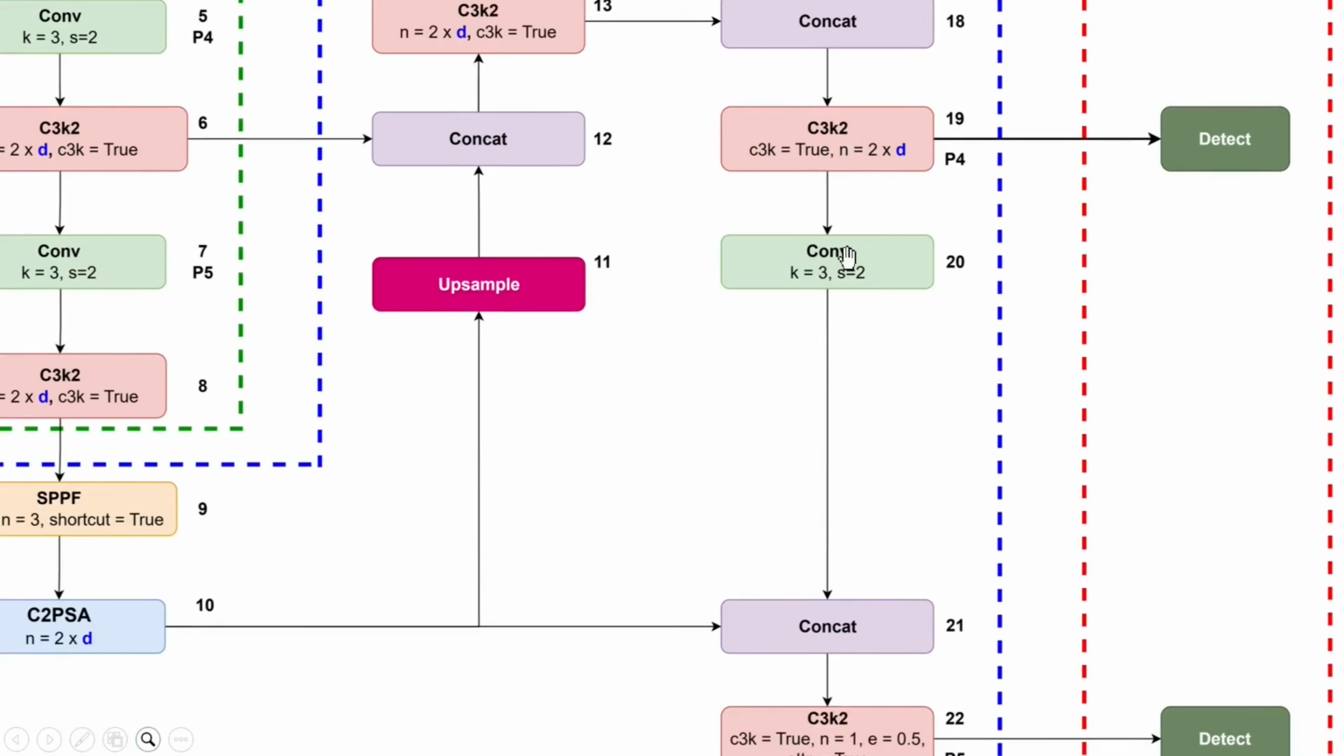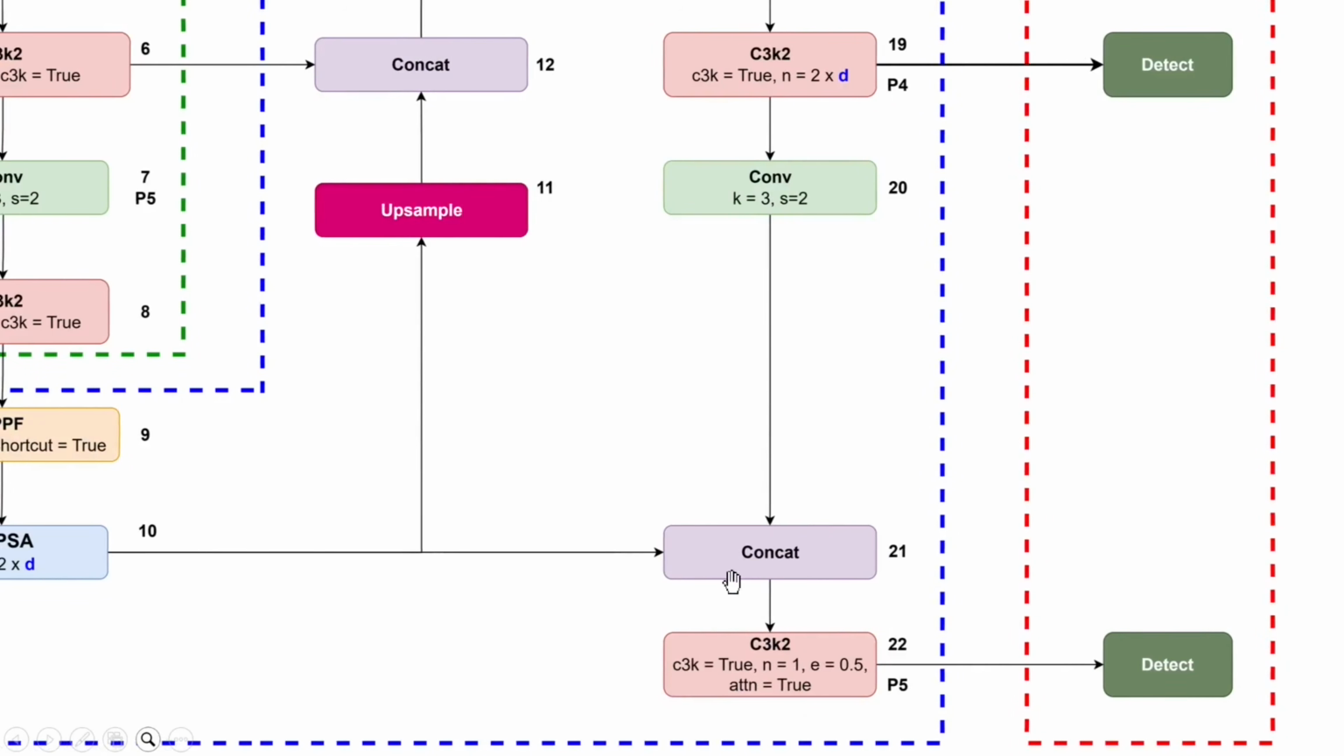Next, a concat operation is used to combine the feature map from this convolutional block with the feature map from the C2PSA block. This combined feature map is then processed by another C3K2 block. The output of this block is used as an input to the detect block and is specialized for detecting large objects. In YOLO26, this final C3K2 block uses only a single repeat, which is different from the other C3K2 blocks that use 2 repeats. In addition, this block utilizes attention blocks, which is a new feature compared to YOLO11.